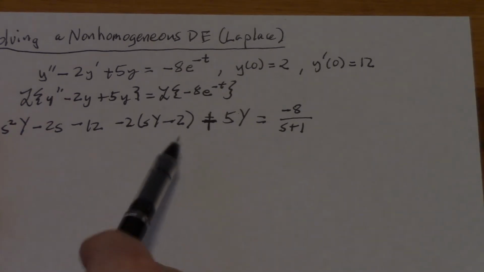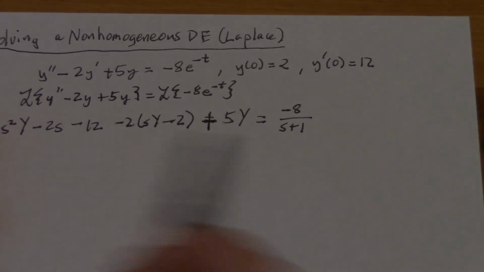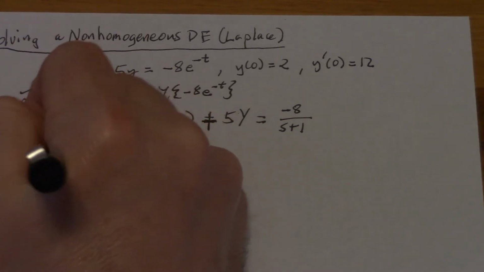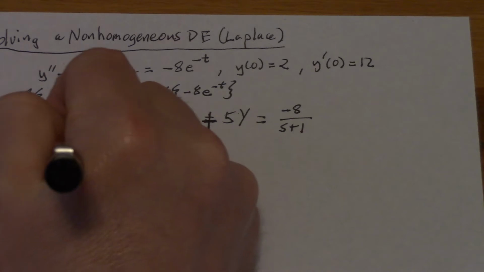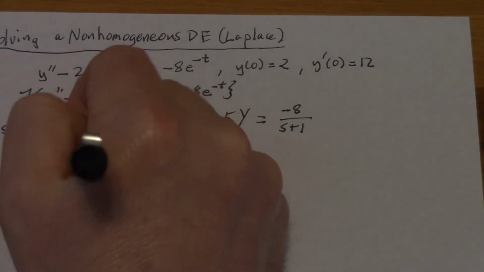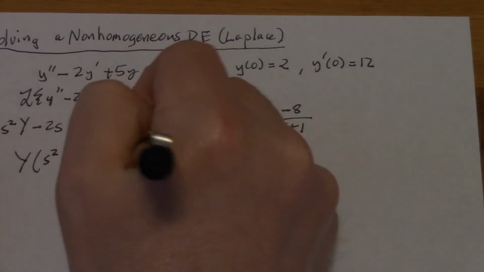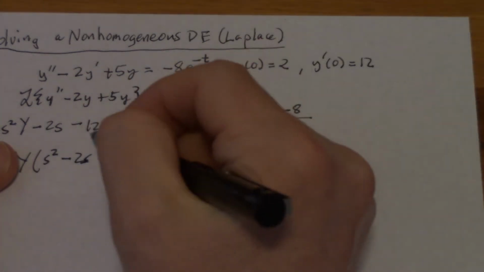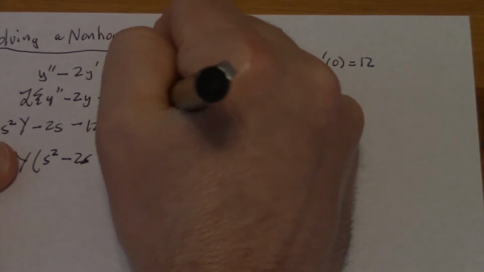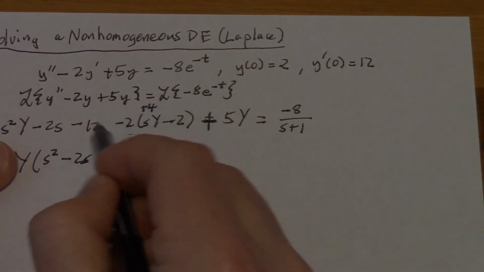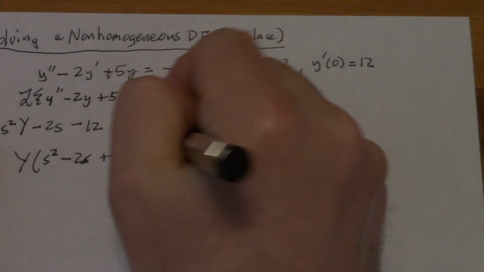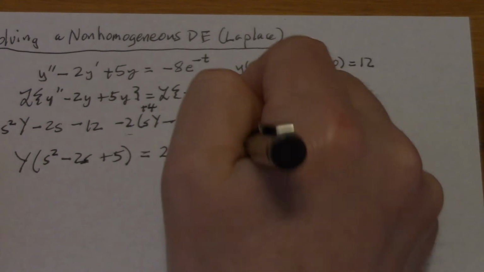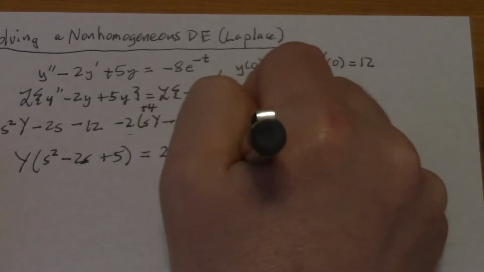Alright, now, so we move everything to the right-hand side, and then we factor out the y. And we know what we're going to get. We're going to get the characteristic equation, or polynomial. So that's going to be s squared minus 2s plus 5. Okay, on the other side we're going to have a positive 2s, and then we've got this minus 12, and we've got a plus 4 there. So that's negative 8 on the left, so it'll be positive 8 on the right. So this will be 2s plus 8 minus 8 over s plus 1.